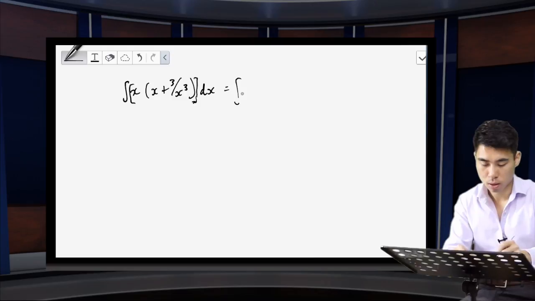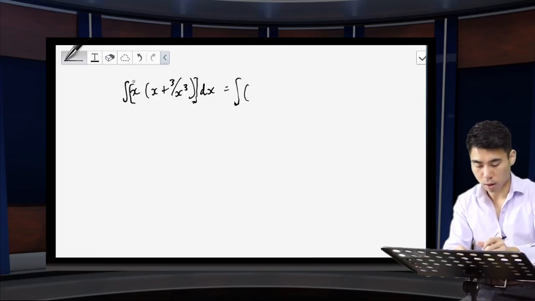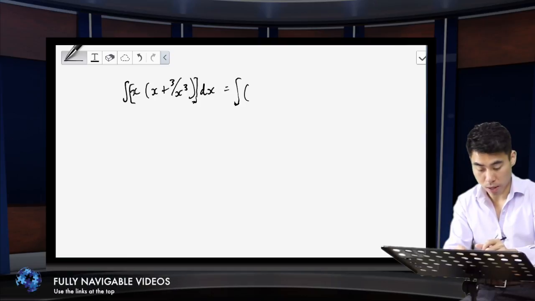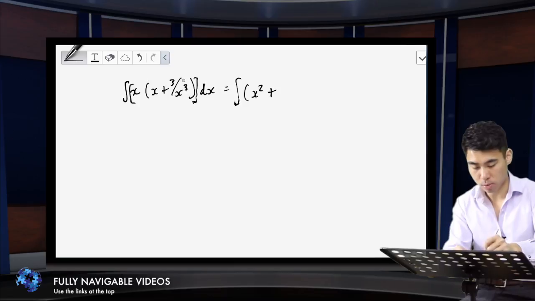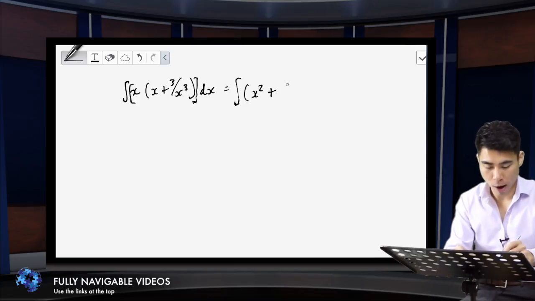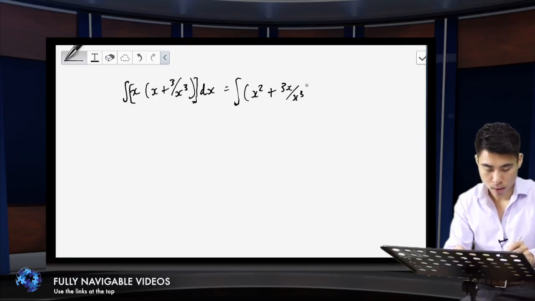So first of all, essentially I'm going to multiply this one term here by my 2 terms inside the brackets. What's it going to leave me? Well, I've got x times by x to begin with, x squared plus x times by this whole fraction here. I'm just going to write it like this to begin with, 3x over x cubed, and then I can tidy it up in my next step.